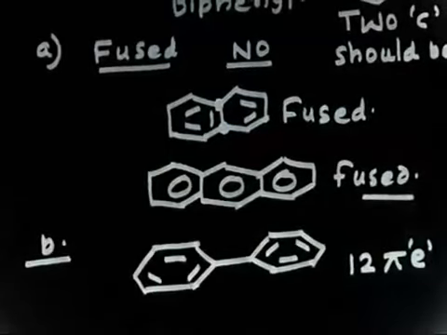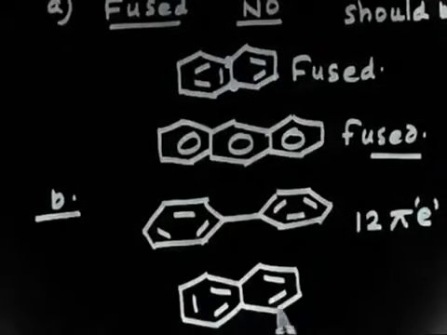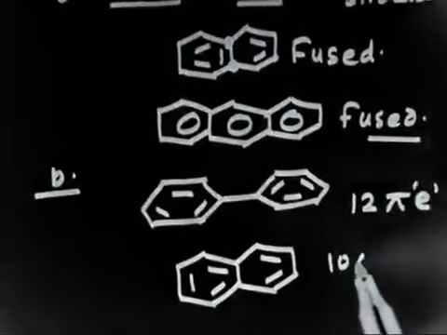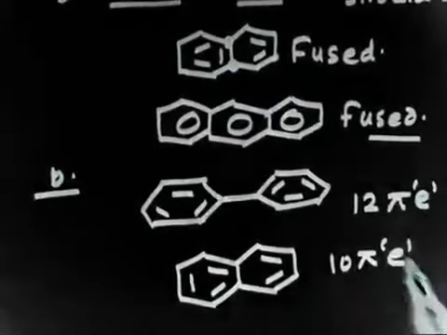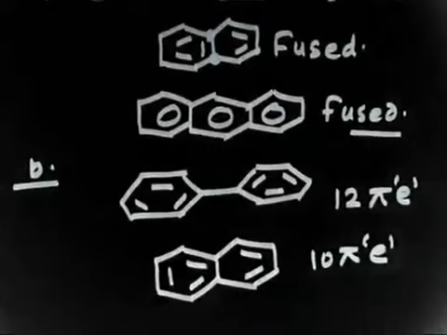How does this number compare with naphthalene? If you see naphthalene, how many pi electrons do you have in naphthalene? This molecule is naphthalene. So you see 3 and 2, 5. So you have 10 pi electrons in the case of naphthalene. So there are 2 more pi electrons in biphenyl compared to naphthalene.